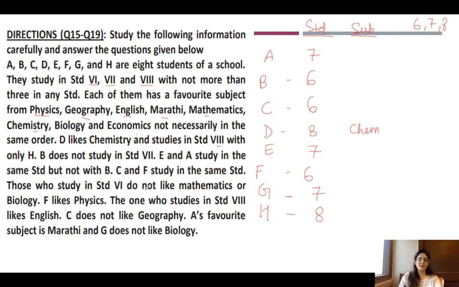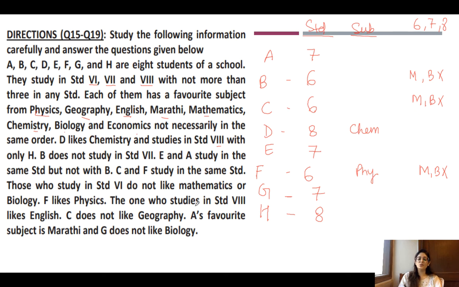So in subjects, we have this: C and F. Those who study in standard 6 do not like maths or biology. So those who study in 6 do not like maths and biology. So this 6 - maths and biology no, maths and biology no, and this 6 also, maths and biology no. Then we have F likes physics. So this is F and its favorite subject is physics.